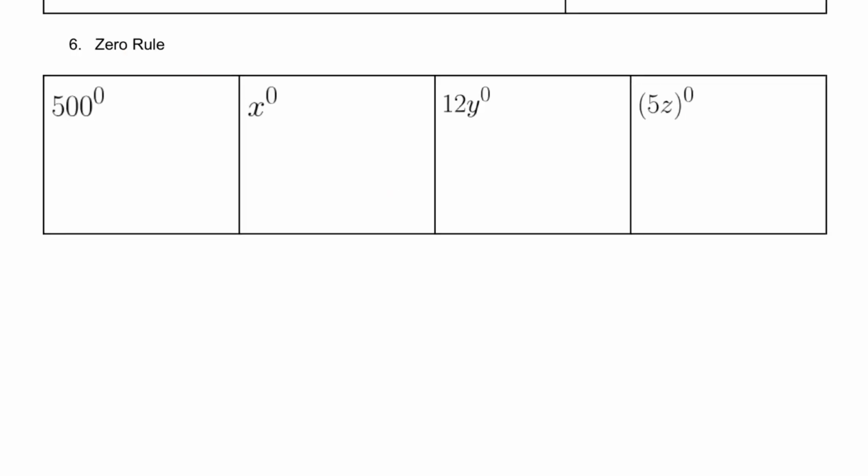The 0 rule says that anything raised to the 0 power is always 1. So 500 to the 0 power is 1, x to the 0 power is 1, 5z to the 0 power is 1. This one's a little bit different because there's no parentheses, so y is raised to the power of 0 and then multiplied by 12. So this becomes 12 times 1, or just 12. So pay close attention. That doesn't happen here because 5z is inside the parentheses.